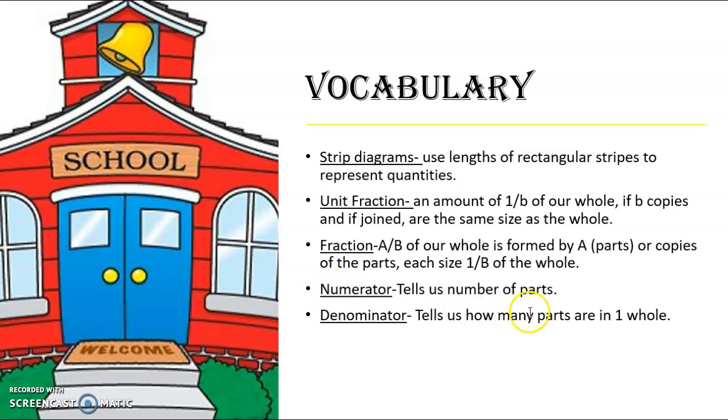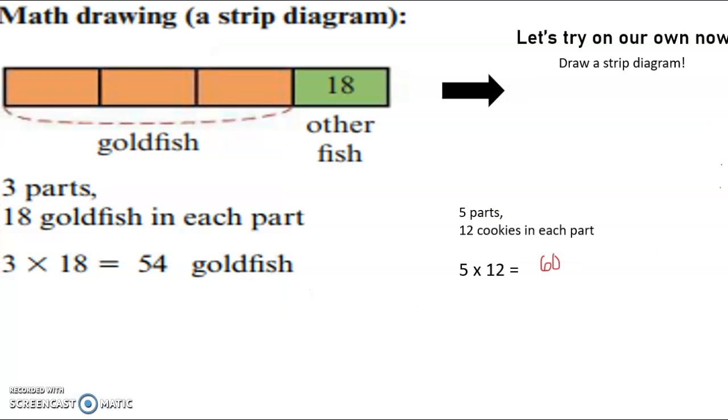Numerator tells us the number of the parts. Denominator tells us how many parts are in one whole. Okay, and then I have an example to show you what a strip diagram looks like.